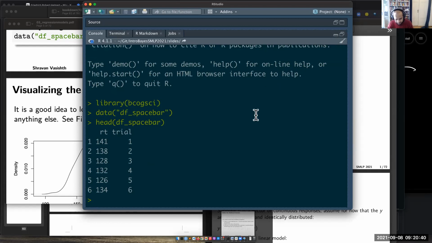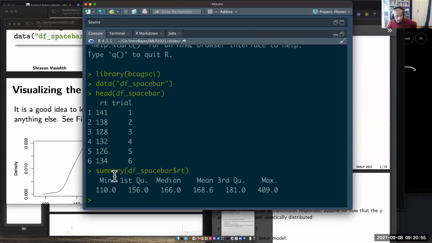Of course, I could do this in a very simple way, right? Remember, I could just do the frequentist thing, and I could say DF spacebar, right? And then I could say, give me the summary of the data. So I've got the minimum is 110 milliseconds, maximum is 409, average is 168.6. Memorize this number. Okay, this is the maximum likelihood estimate. This is the value that gives you the highest point in the likelihood function. You remember? That's the sample mean.